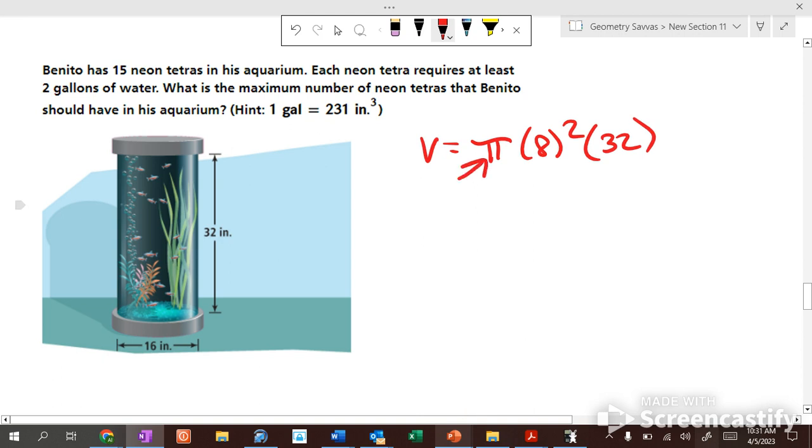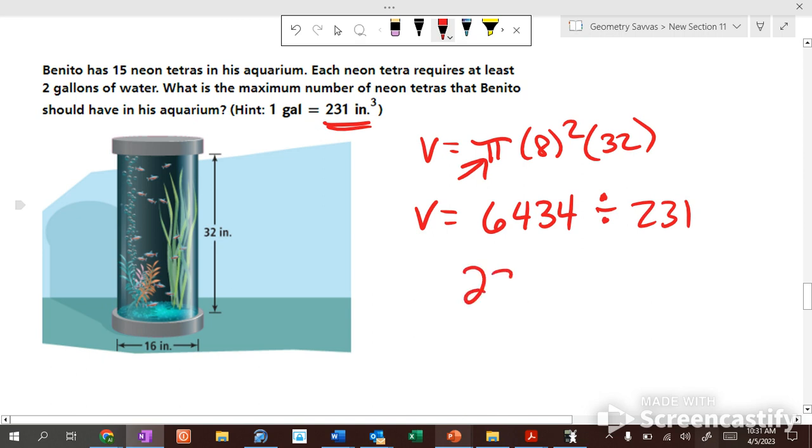And this time, you're actually going to press the pi button because we want to get actual cubic inches out of it. So, take pi times 8 squared times 32, and get a number, and let's round it to the nearest whole number. 6,434 rounded to the nearest whole number. Okay. If we divide this to figure out the number of gallons, what would we divide by? 231. 27.85. Let's leave it at 27.85 for right now.